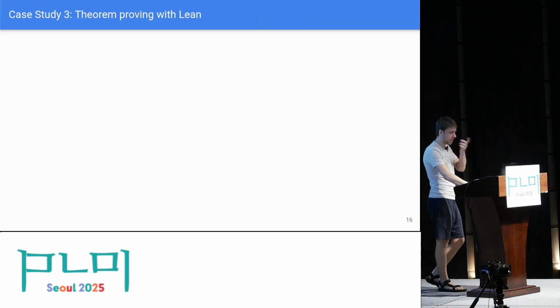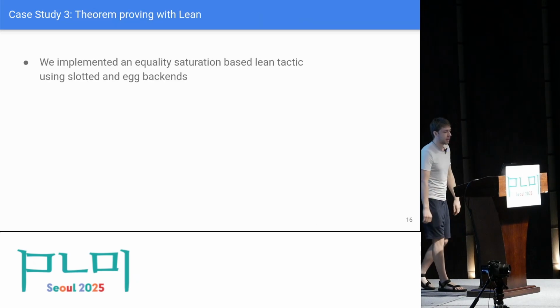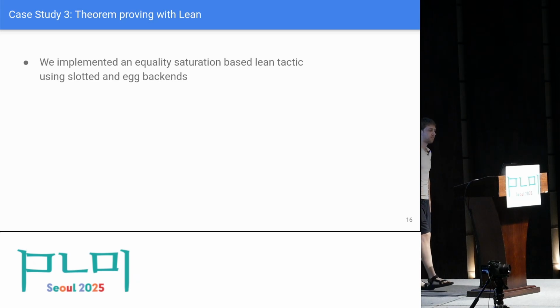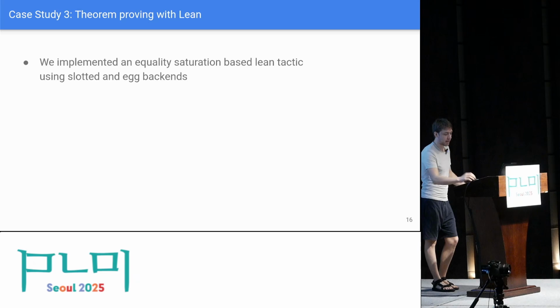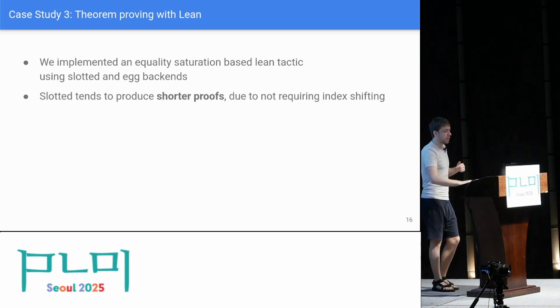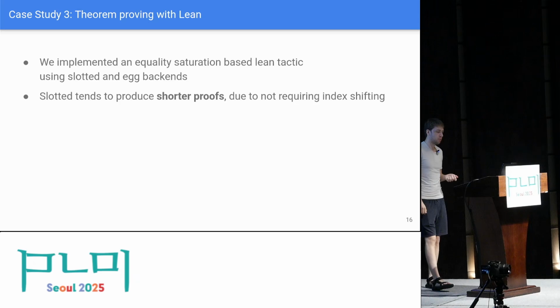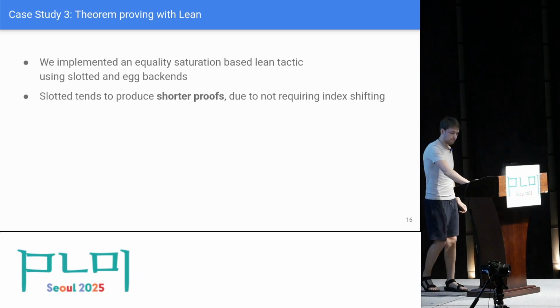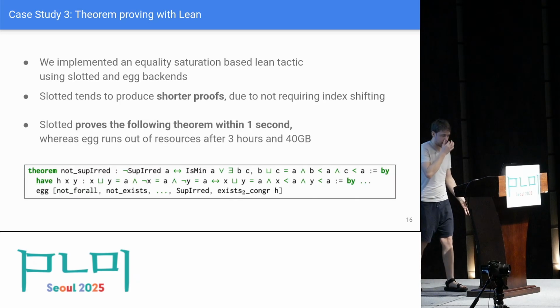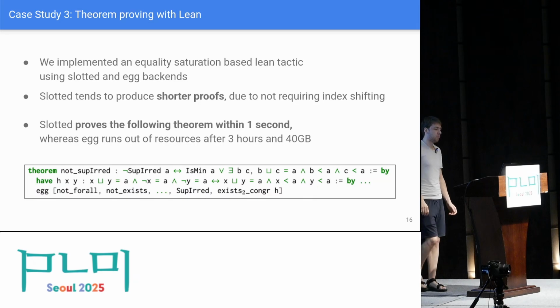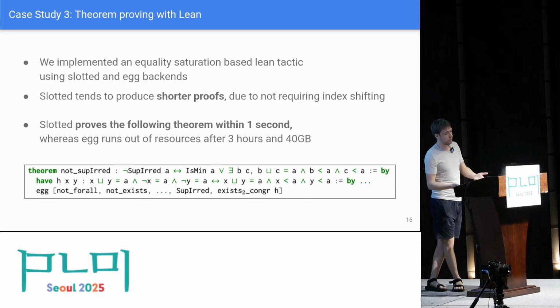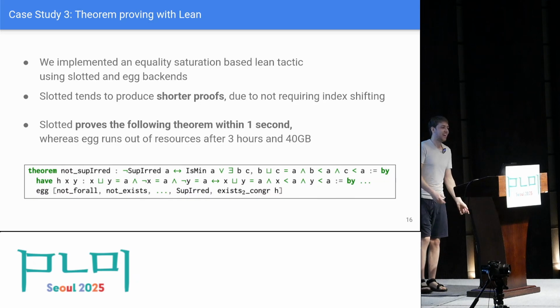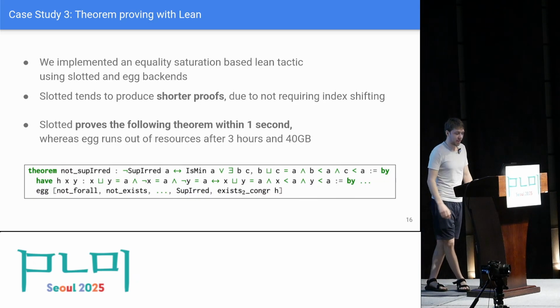Cool. Then the last case study, which is an equality saturation-based Lean tactic that has a slotted and an egg backend. And yeah, what we can see here is that the slotted implementation tends to produce shorter proofs because, again, we don't have to do index shifting. And that's really something that seems to be the majority of the proofs if we have a lot of binders. And also, we have found a fancy example where we terminate in 1 second, and it takes a lot of time to not solve this problem, actually, which I think is very cool to have found.